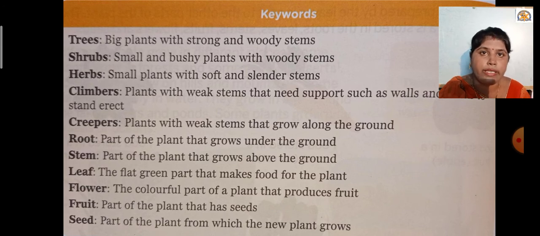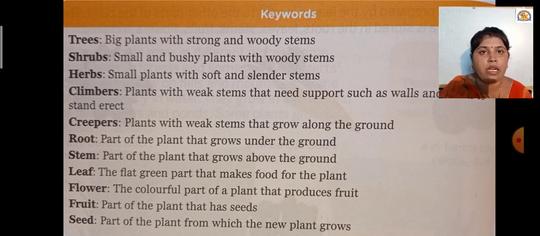Let us see what is meant by trees. Big plants with strong and woody stems are called trees, for example banyan tree, mango tree, neem tree, coconut tree, etc. Now, what is meant by shrubs? Small and bushy plants with woody stems are called shrubs, for example hibiscus and small rose. Shrubs are smaller than trees.